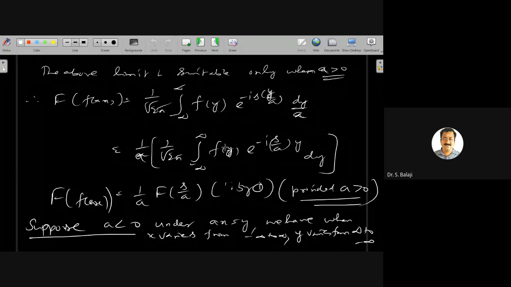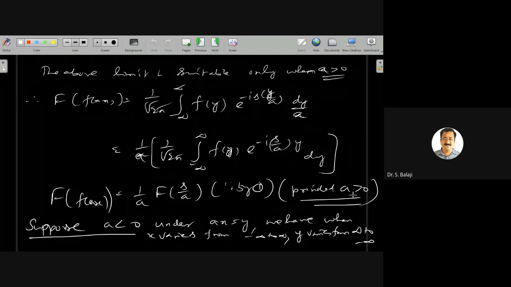1 by a, it is like the Fourier transform definition, F(s by a). So 1 by a F(s by a). Fourier transform definition is the integral of f(x) e^(-isx) dx, same form, but instead of s here s by a is present. Therefore, function of s by a. The function is the same, only the variable changed here. Instead of f(x), we are using f(y). The result will be a function of s, but instead of s here s by a is present. This is true only for a greater than 0. Correct?